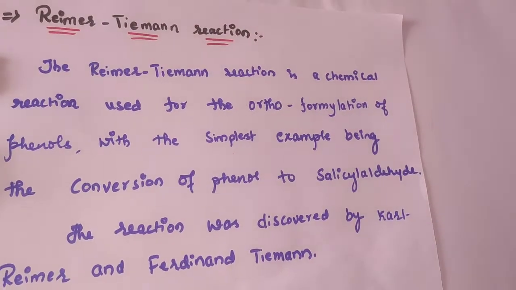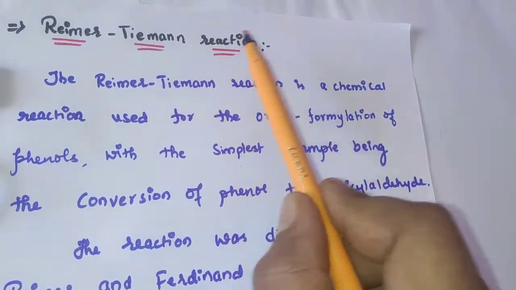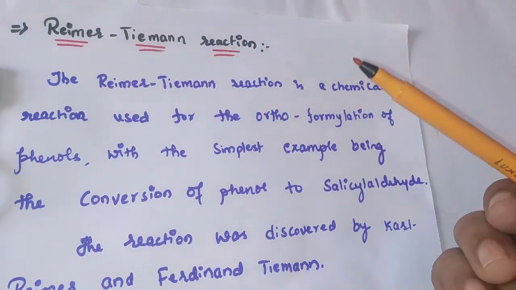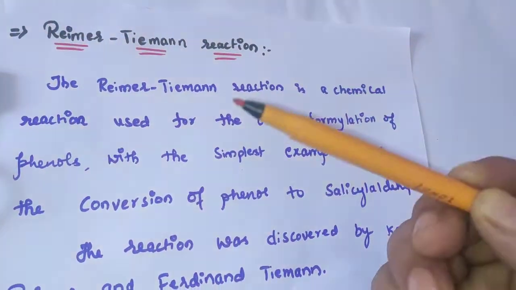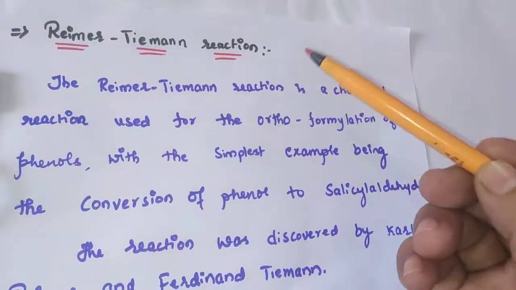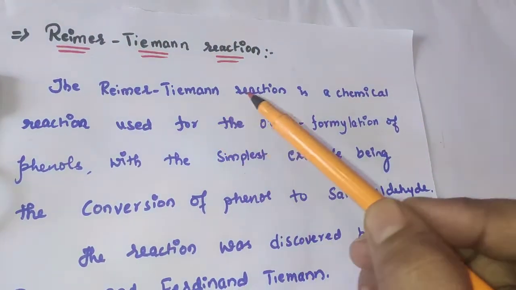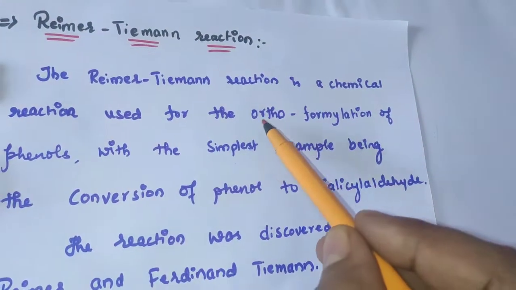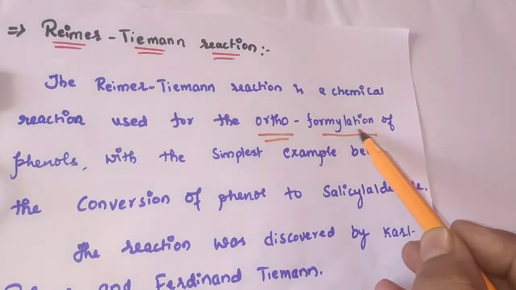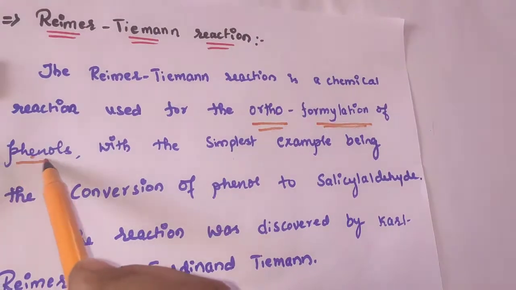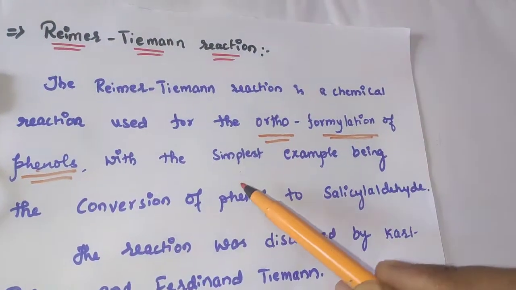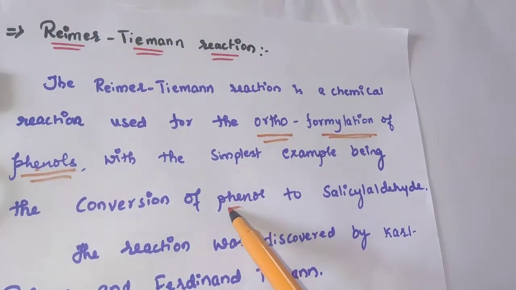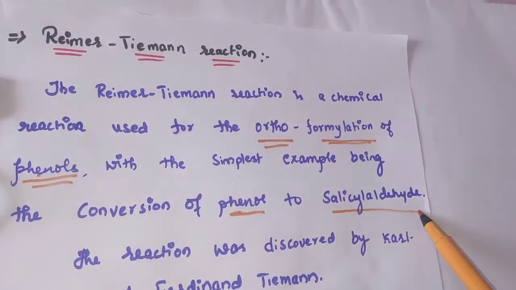Students, in this video I will explain the Reimer-Tiemann reaction. Let us learn what the Reimer-Tiemann reaction is, with a little introduction. The Reimer-Tiemann reaction is a chemical reaction used for the orthoformylation of phenols, with the simplest example being the conversion of phenol to salicylaldehyde.